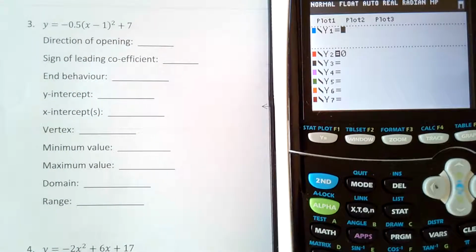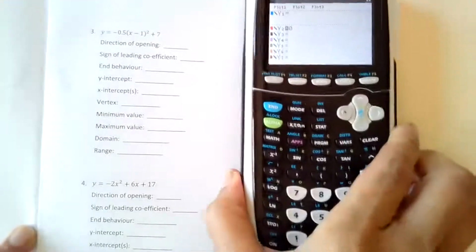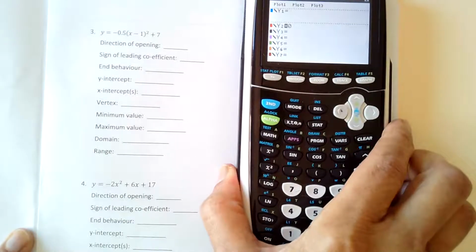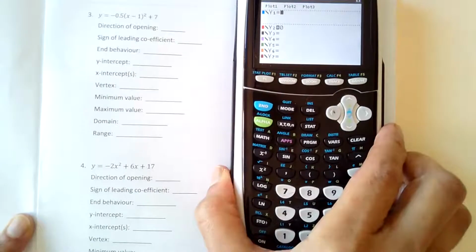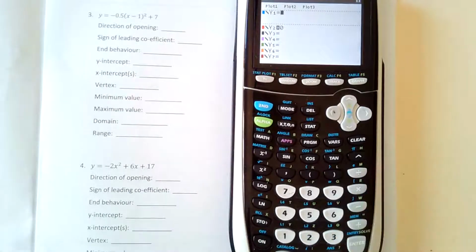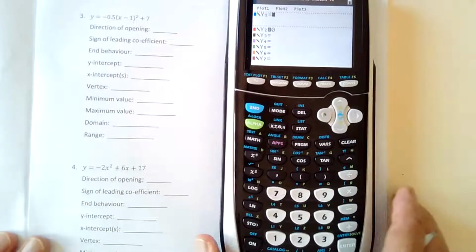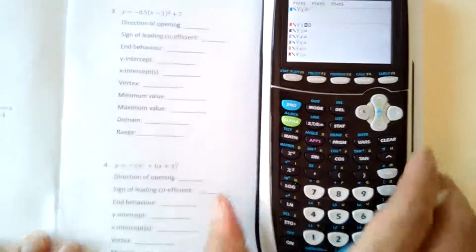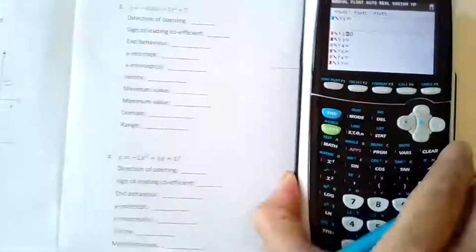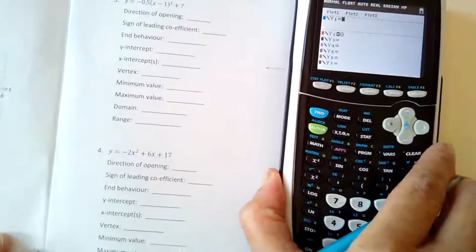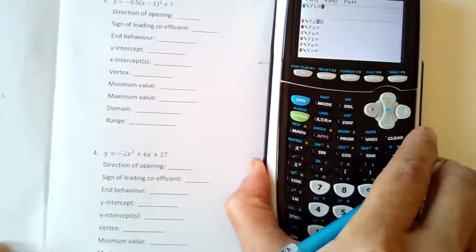I'm going to show you the keypad. So I'll do it over here. Actually, it might be better off being here.